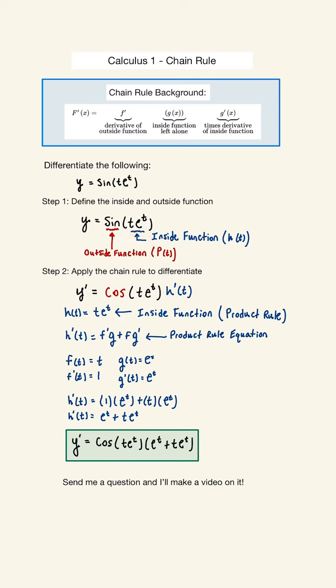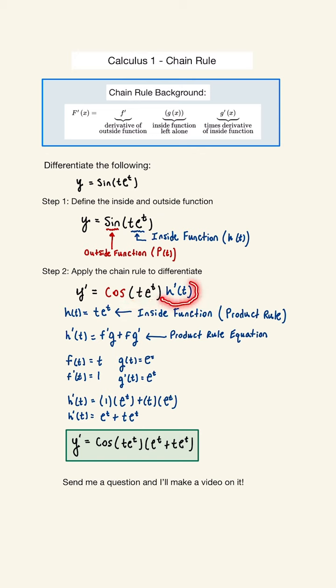After determining these two types of functions, we can apply the chain rule to differentiate our expression. The first step is to take the derivative of the outside function, which we know is sine. The derivative of sine is cosine. The second step is to leave the inside function alone. Here you can see that the t e to the t term has been left alone. The last step in the chain rule is to multiply by the derivative of the inside function, or the derivative of t e to the t.